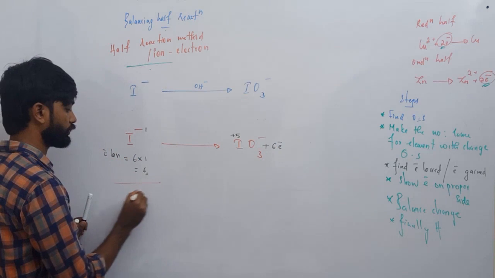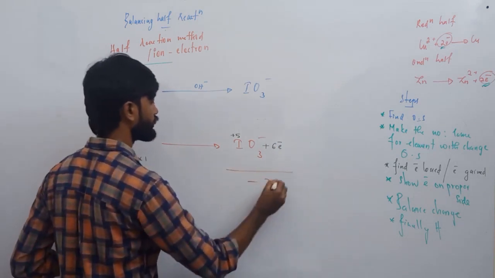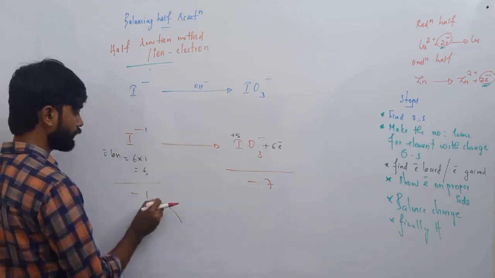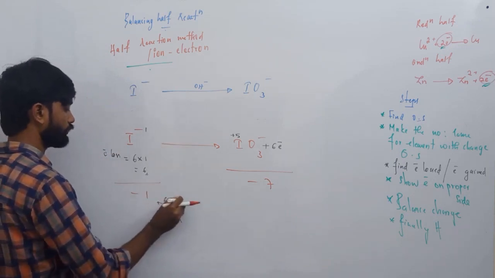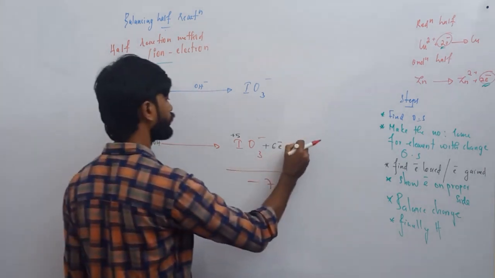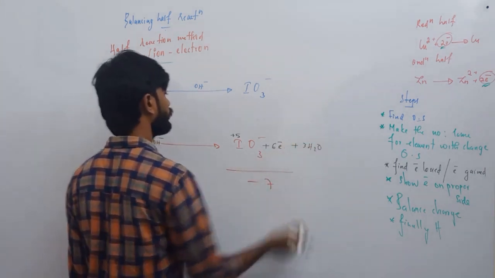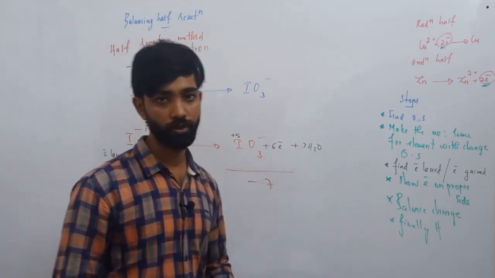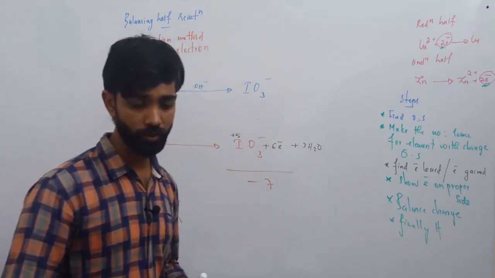Then the charge: -1, and -7. -1 from here and -6 from here. Since it is a basic medium, you supply 6 OH- here. With 6 OH- here, we need 3 H2O there. So hydrogen is also balanced. 6 oxygen, 3 oxygen and 3 oxygen, 6 oxygen on both sides. The half is balanced. Okay.